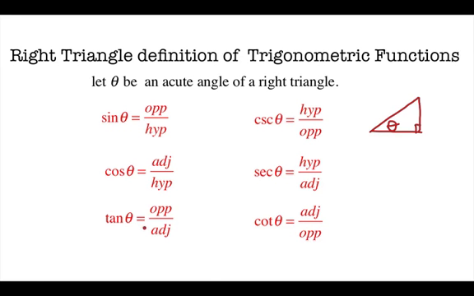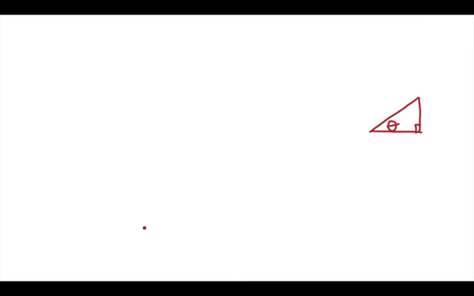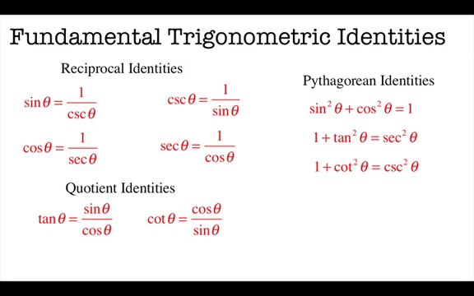I am moving on to the next slide. This is new. Actually, some of these are new. These are the fundamental trigonometric identities. These are the reciprocal identities, and I think you know why. These are the quotient identities. Tangent is the same thing as sine over cosine. Cotangent is cosine over sine.